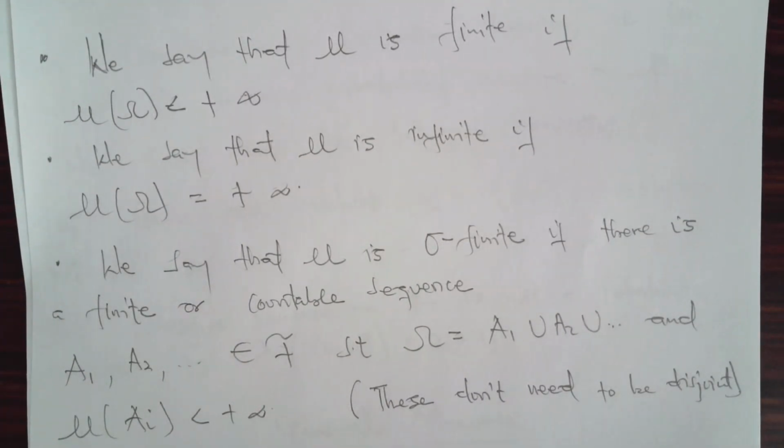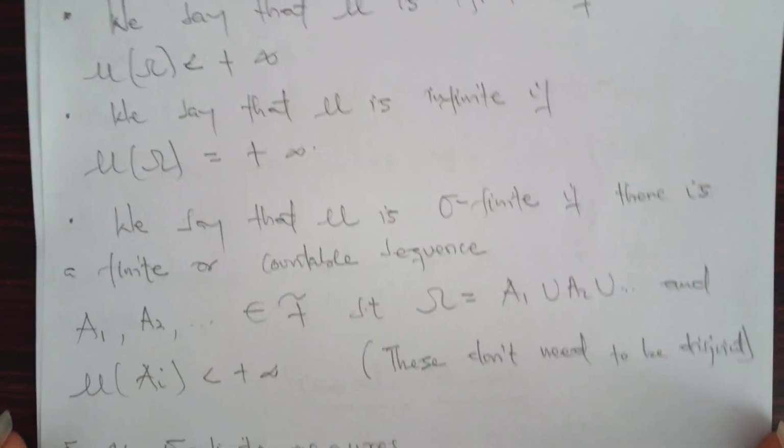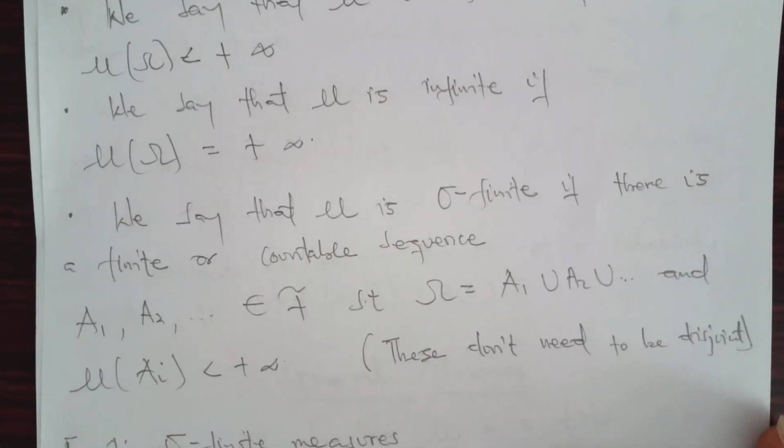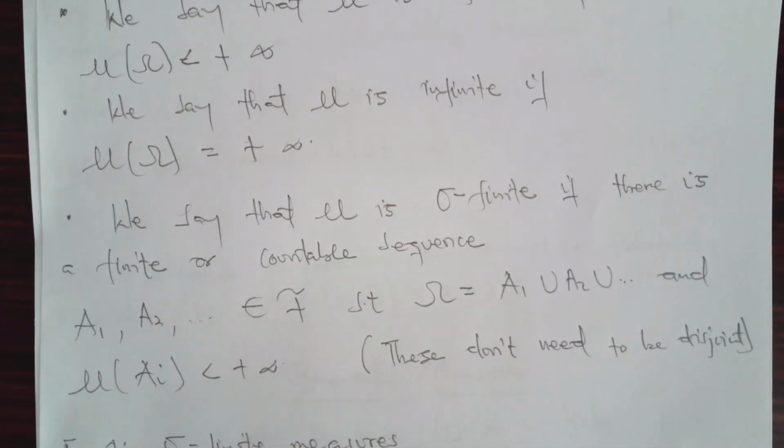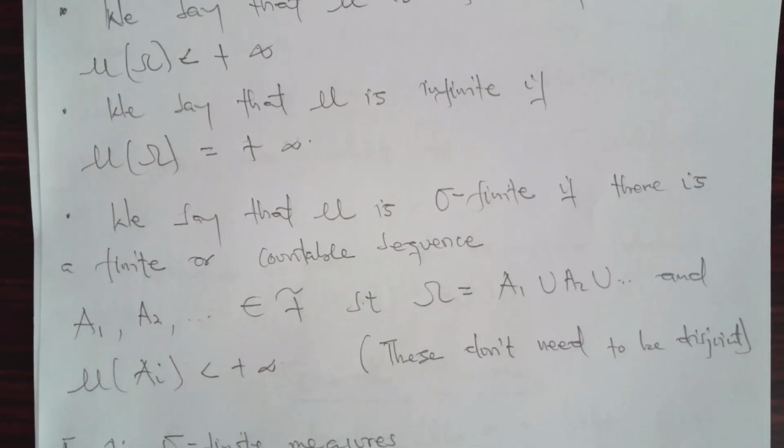Another property you can note about the general measure mu: we say that mu is sigma finite if there is a finite or countable sequence A1, A2, and so on, belonging to F, such that the whole space can be written as the union of these sets. Note, the Ai need not be disjoint. If the measure of each Ai is finite, then we say that mu is sigma finite. So mu is not necessarily finite on the whole space, but is finite on the individual elements.